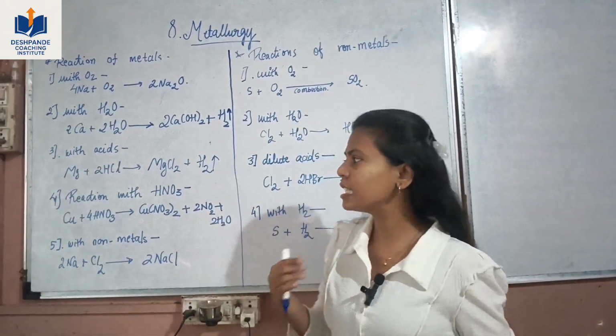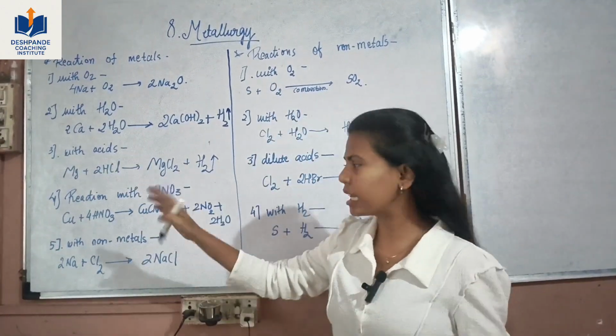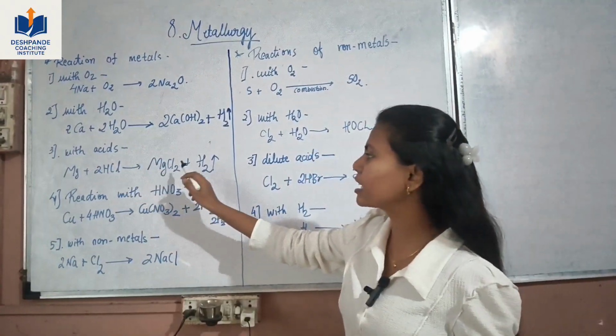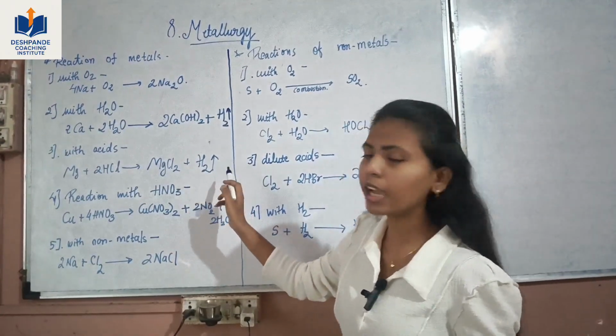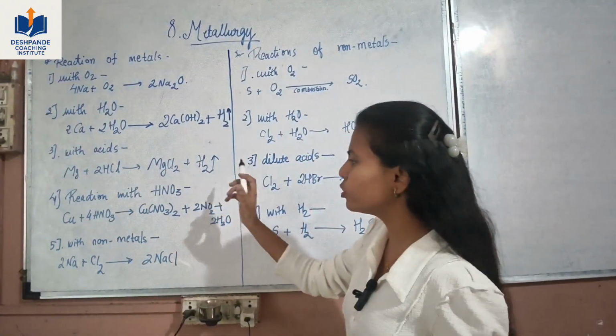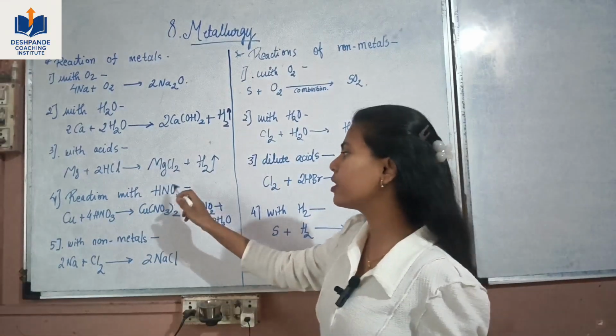So metals also easily react with concentrated acids. So HCl is a very concentrated acid. So magnesium reacts with hydrogen chloride acid to form magnesium chloride, and here also the hydrogen gas is liberated. Then the reaction with HNO3. So HNO3 is also concentrated nitric acid.